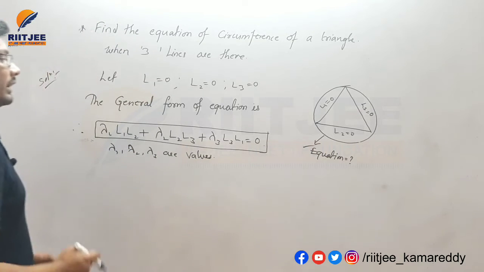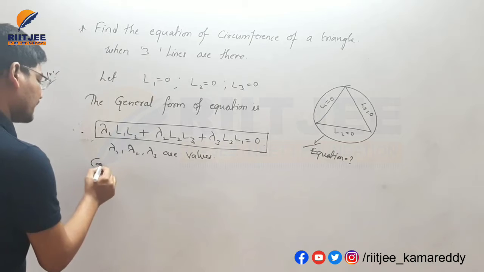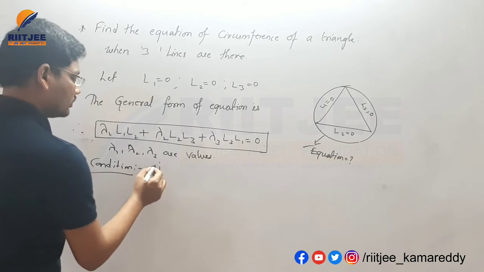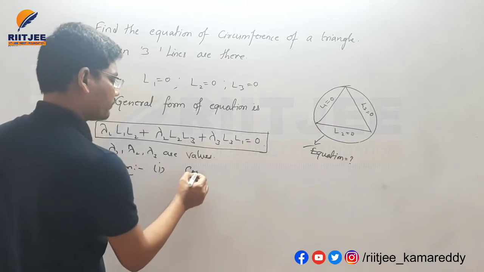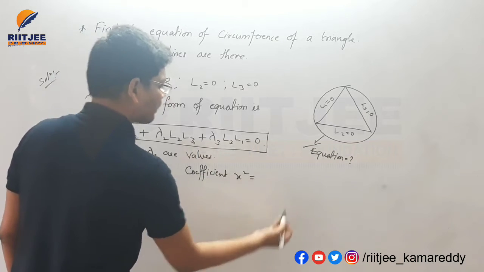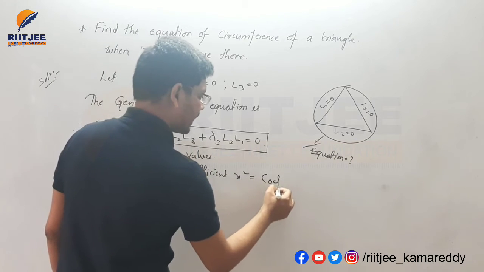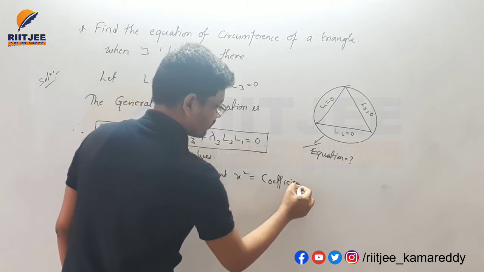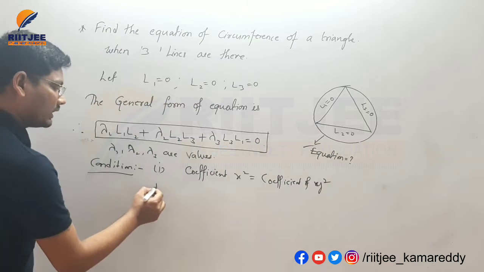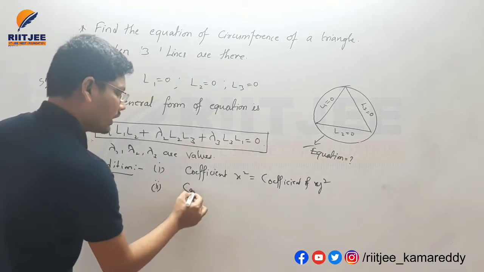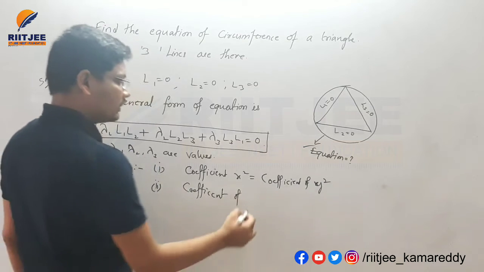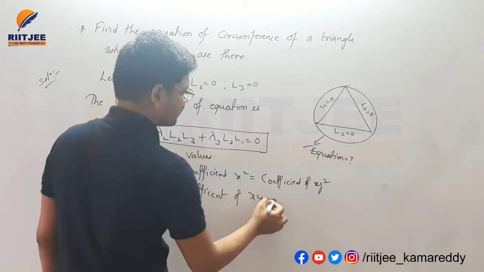Next, here 2 conditions are there. Condition number 1: the coefficient of x square is equal to the coefficient of y square. And condition number 2: the coefficient of xy is equal to 0.